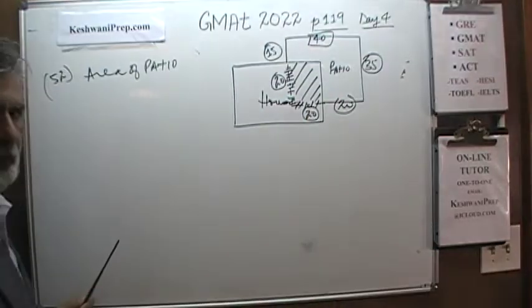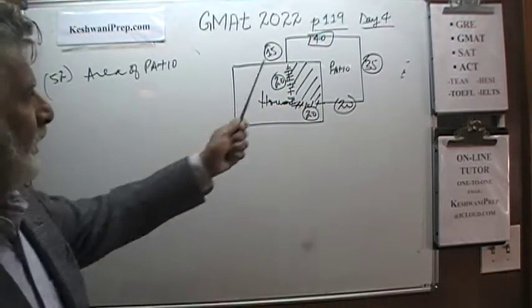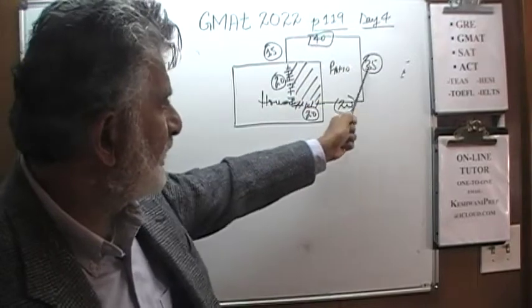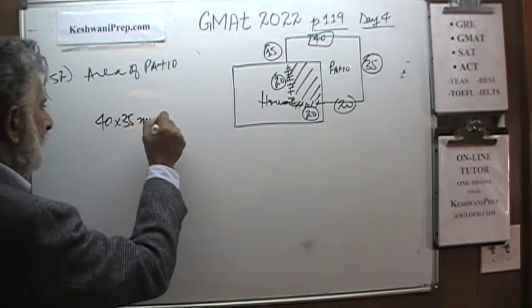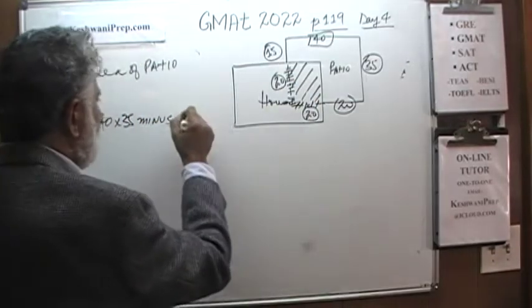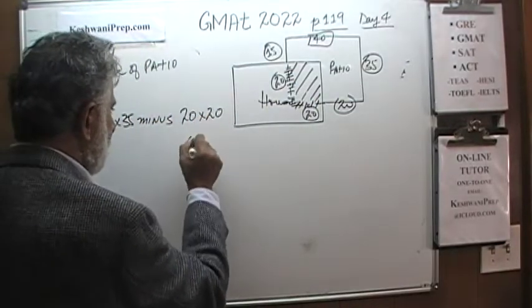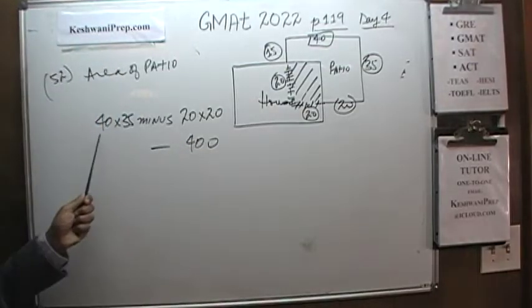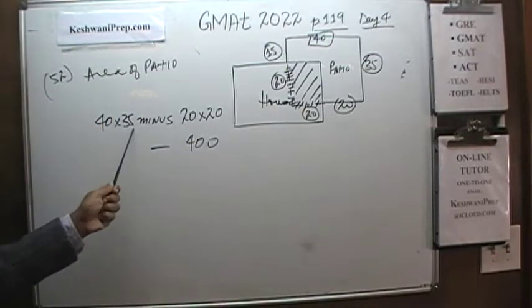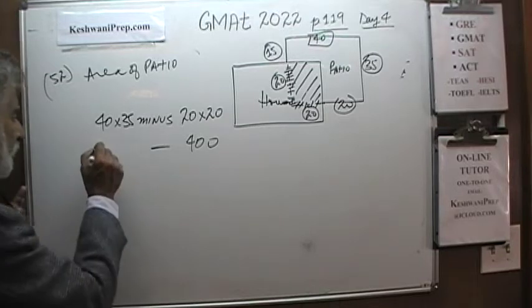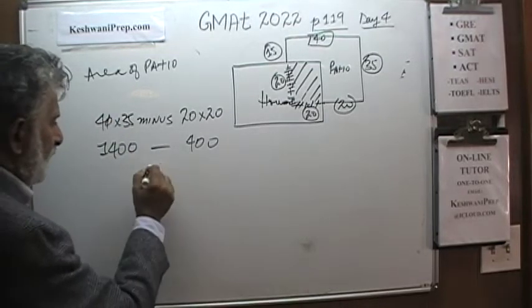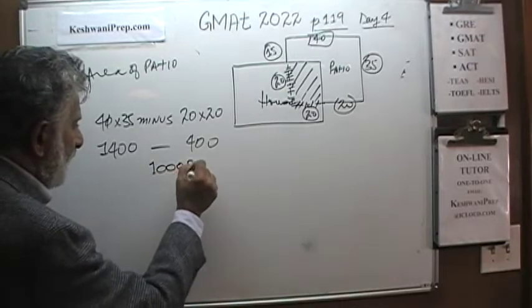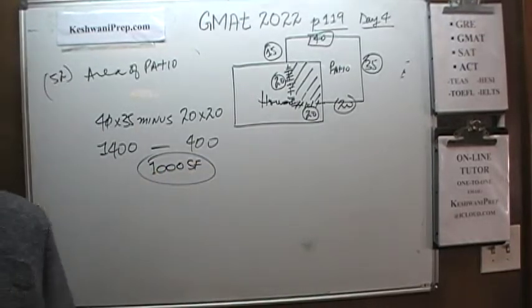There you go. So the area of the patio is simply this side here, 40 times 35, minus this part that is not part of the patio, which is 20 by 20. 20 by 20 is just 400. 35 times 2 is 70, therefore 35 times 4 must be 140, and then this zero right here, 1400 minus 400. It looks like our patio is exactly 1,000 square feet.